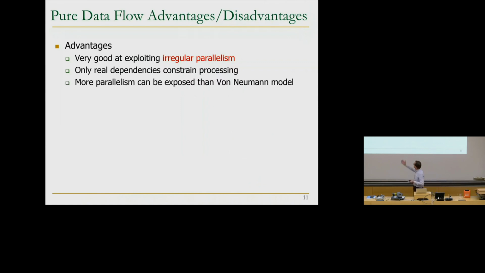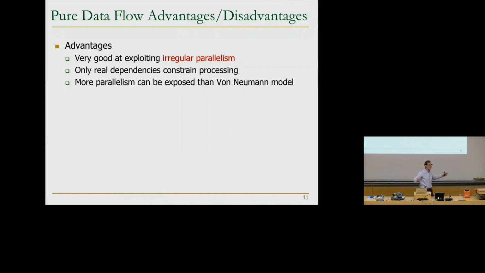Because the reason is only real dependencies constrain processing. You don't have any other constraints, right? If you have a data flow graph and only the real dependencies. And as a result, if you're doing it at the ISA level, you can expose much larger amounts of parallelism compared to the von Neumann model. Okay, so these are the big advantages, basically. You can enable a lot of parallelism. Now, if your parallelism is regular, data flow, like what I described to you, right?